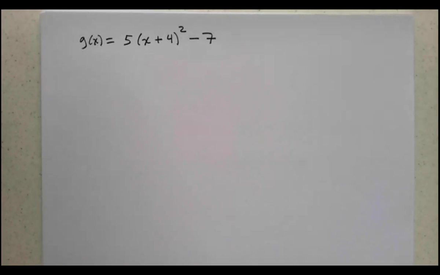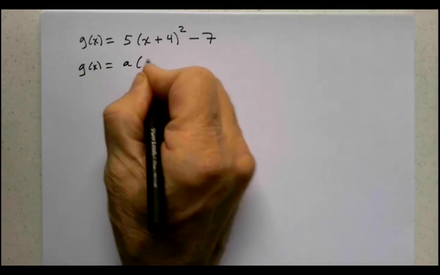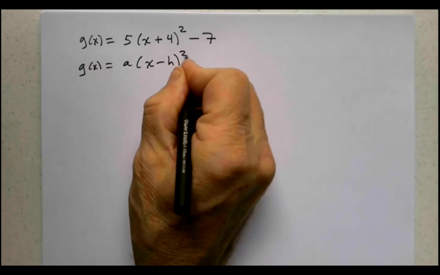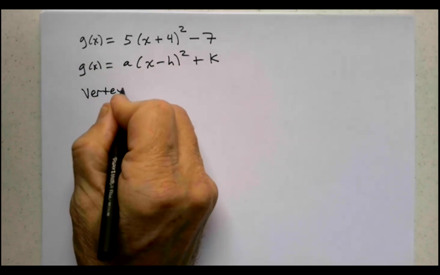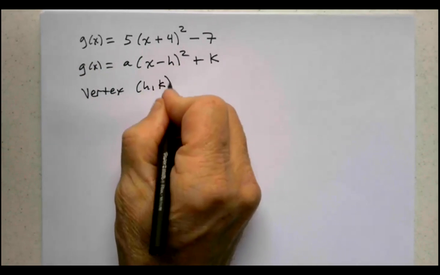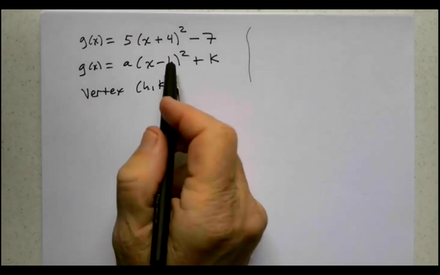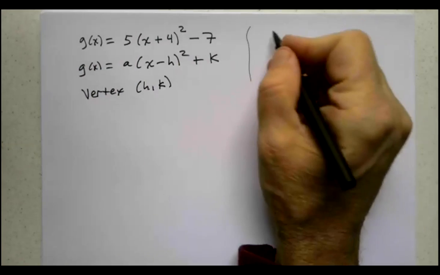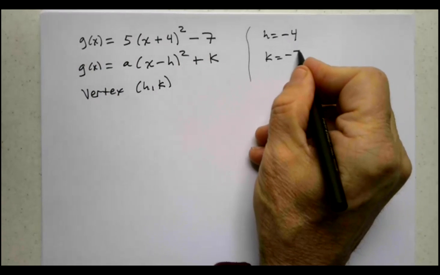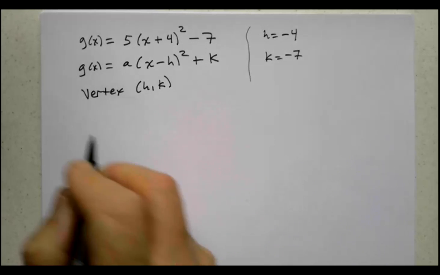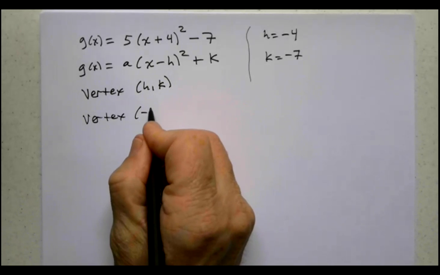So this is written in the general form of a quadratic function, which is a times (x minus h) squared plus k, where the vertex is (h, k). So in this situation, what can we see? We can see that the h, x minus h, is x plus 4. So if that's the case, h equals -4, k is -7. So the vertex that we have will be (-4, -7).